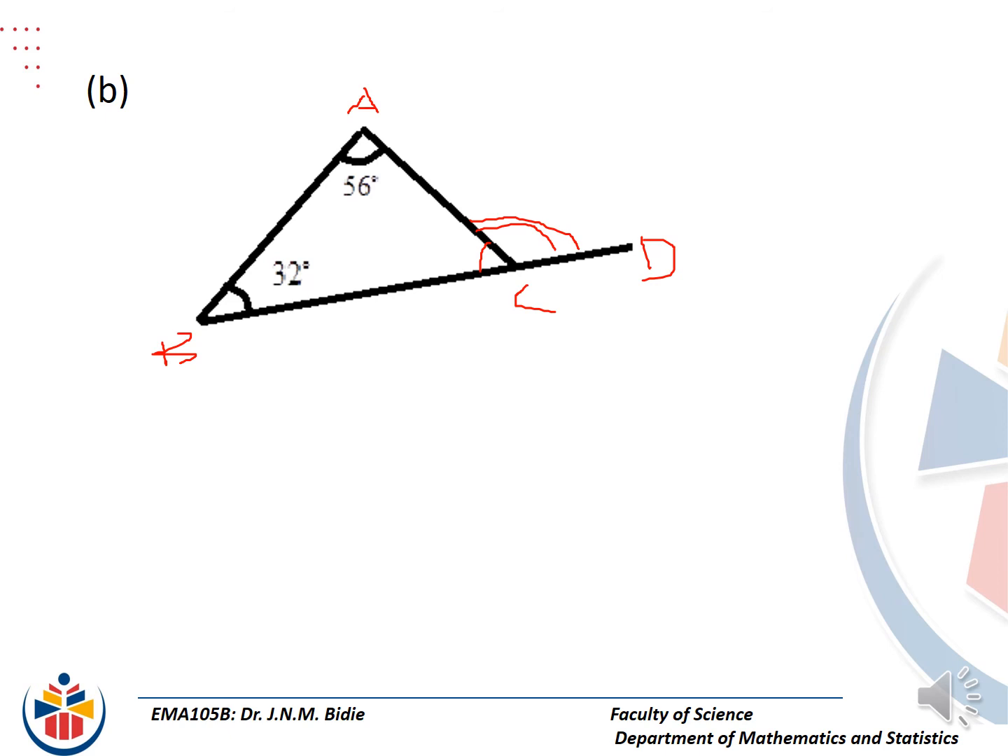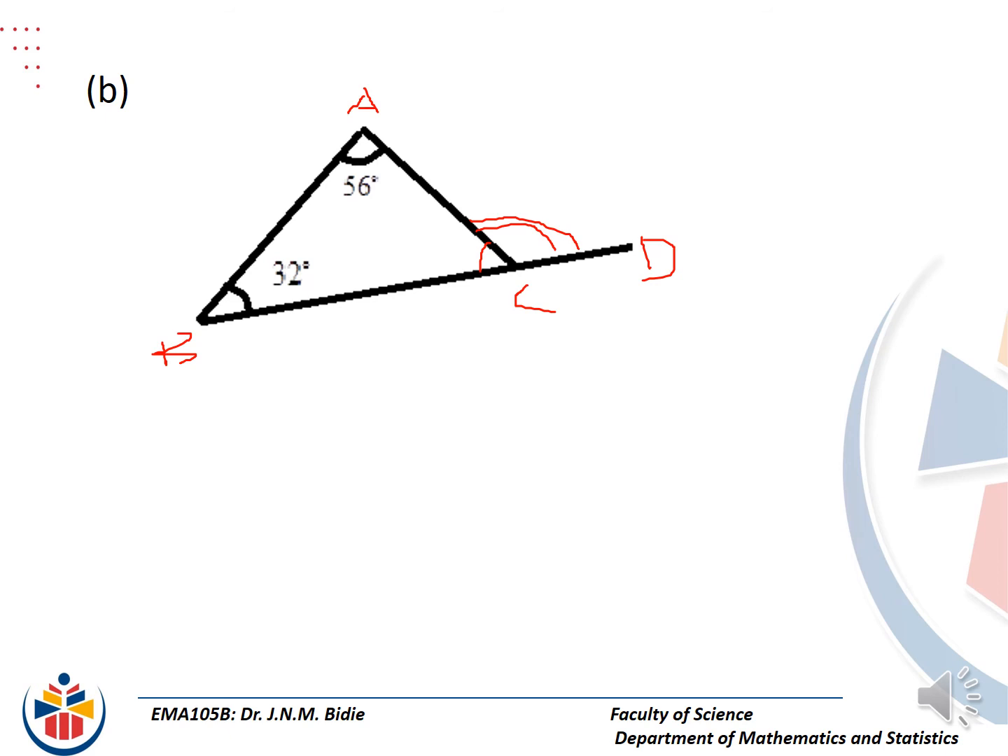And in order for us to get ACD, we can use angles on a straight line that are supplementary, and we subtract that from 180 degrees, we'll get 88.